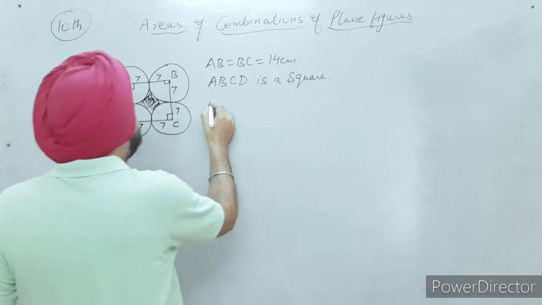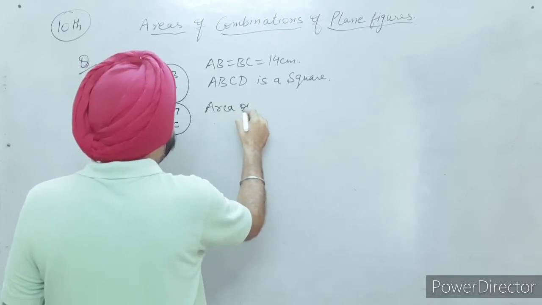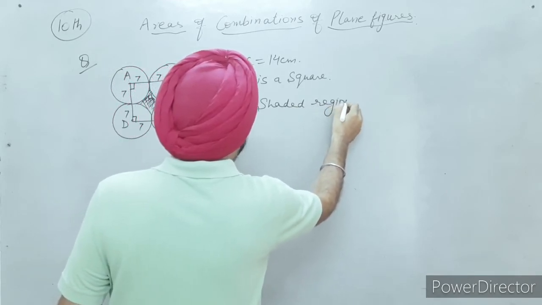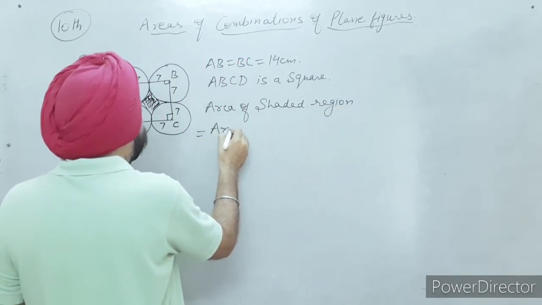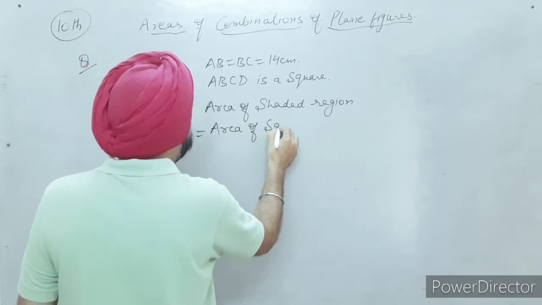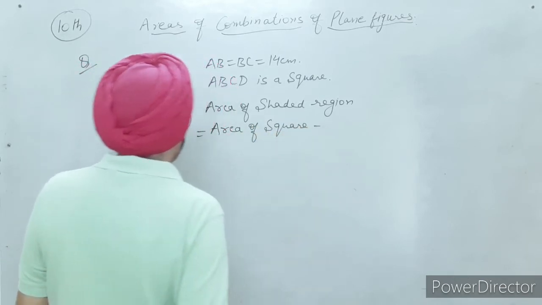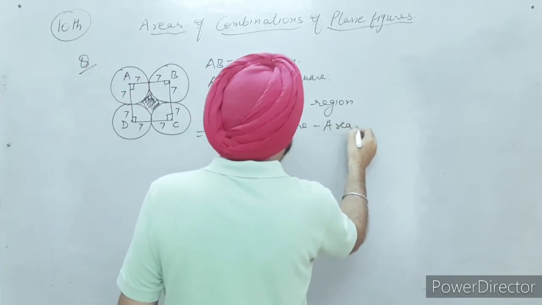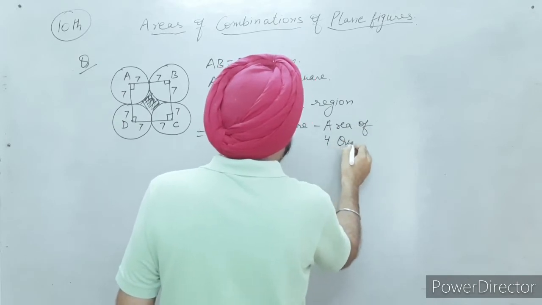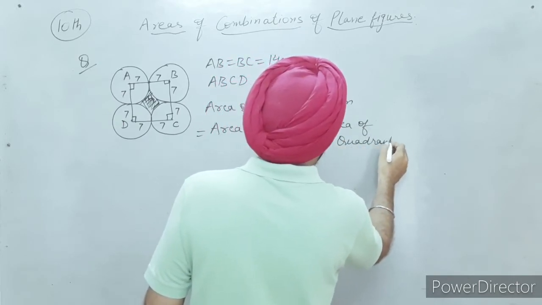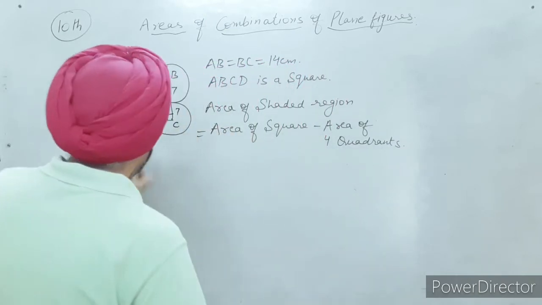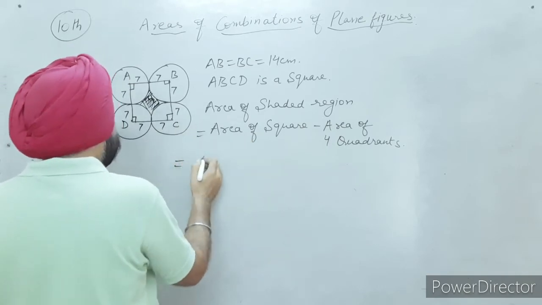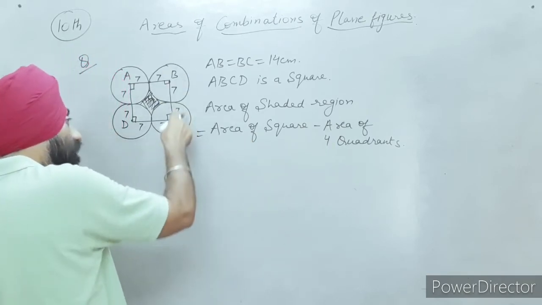How can I calculate? Area of shaded region is equal to area of square minus area of the four quadrants. Area of four quadrants: I can say they are sectors, but since the angle is 90, I can call them quadrants. Now the area of the square, it is side square. What is the side of the square?